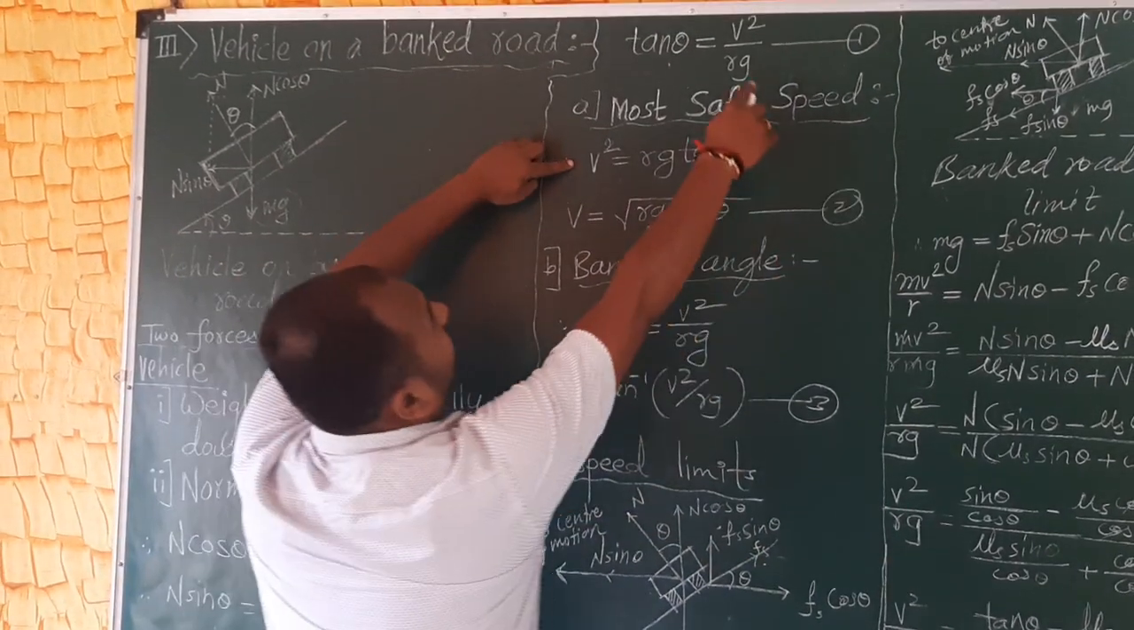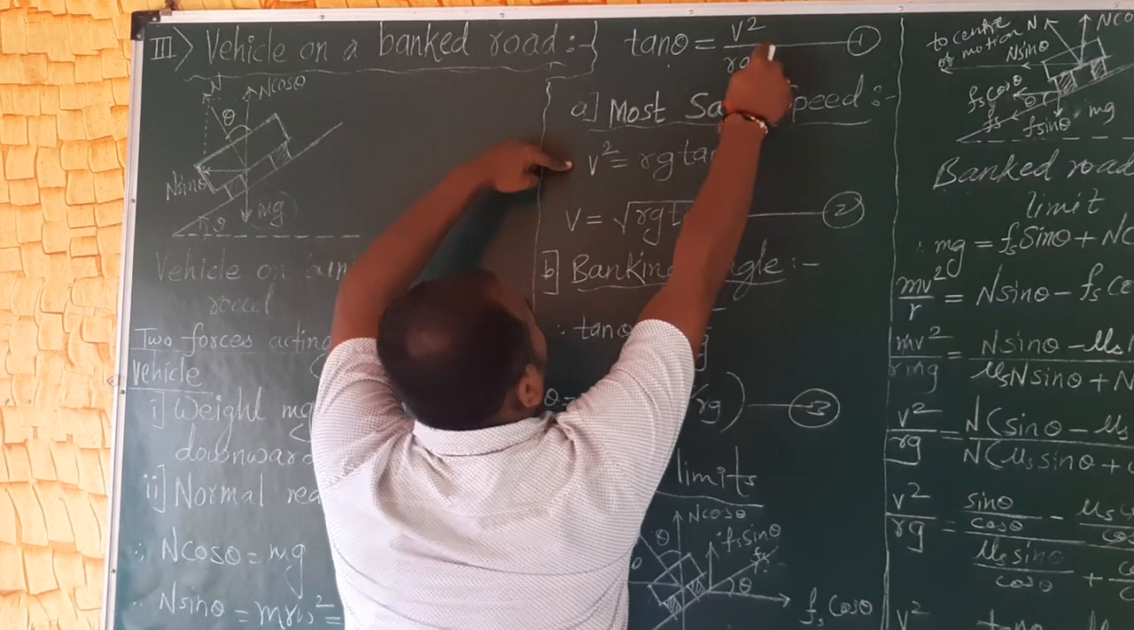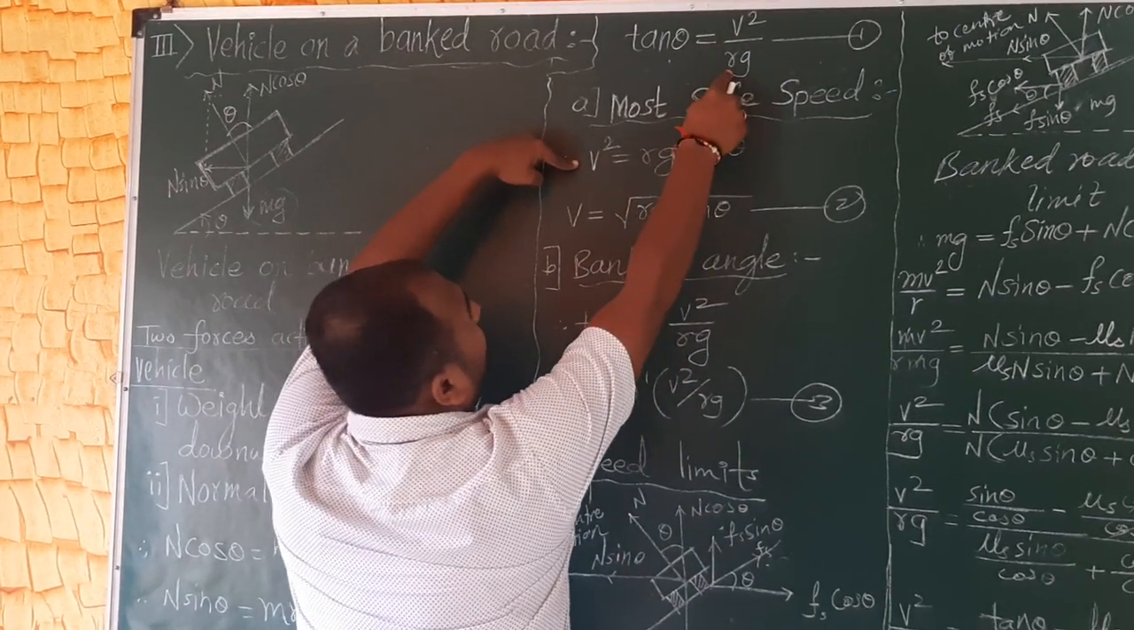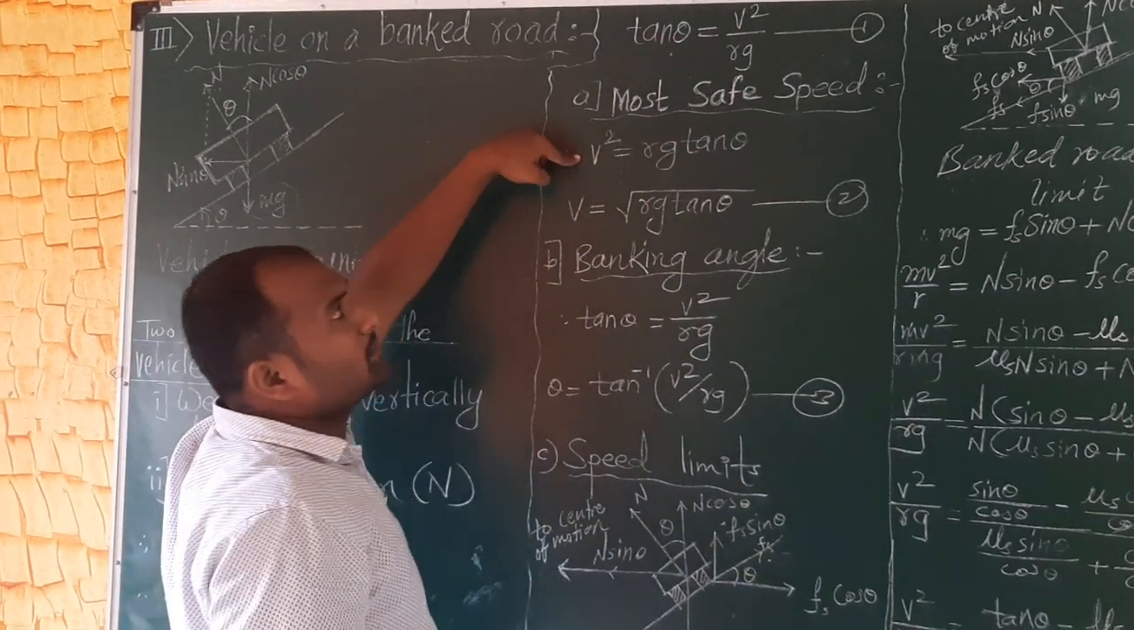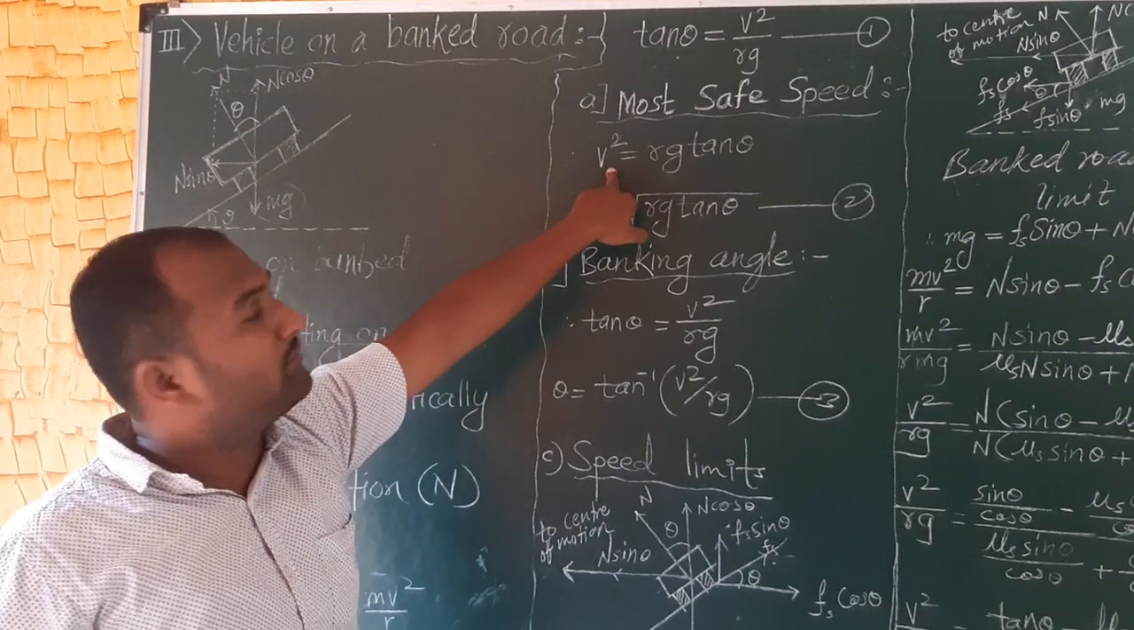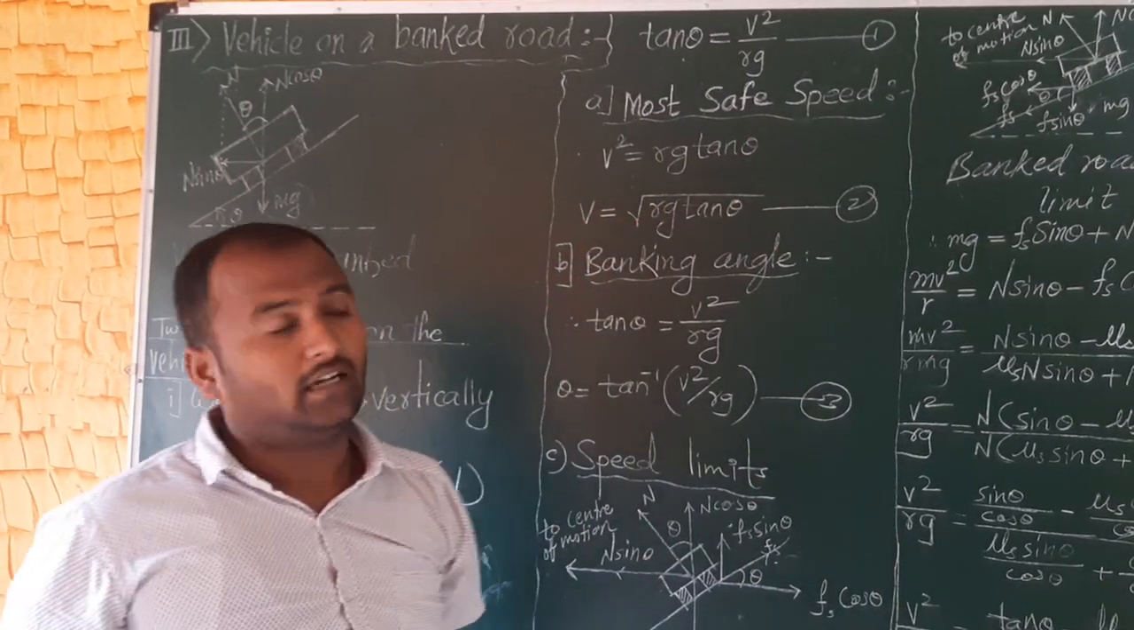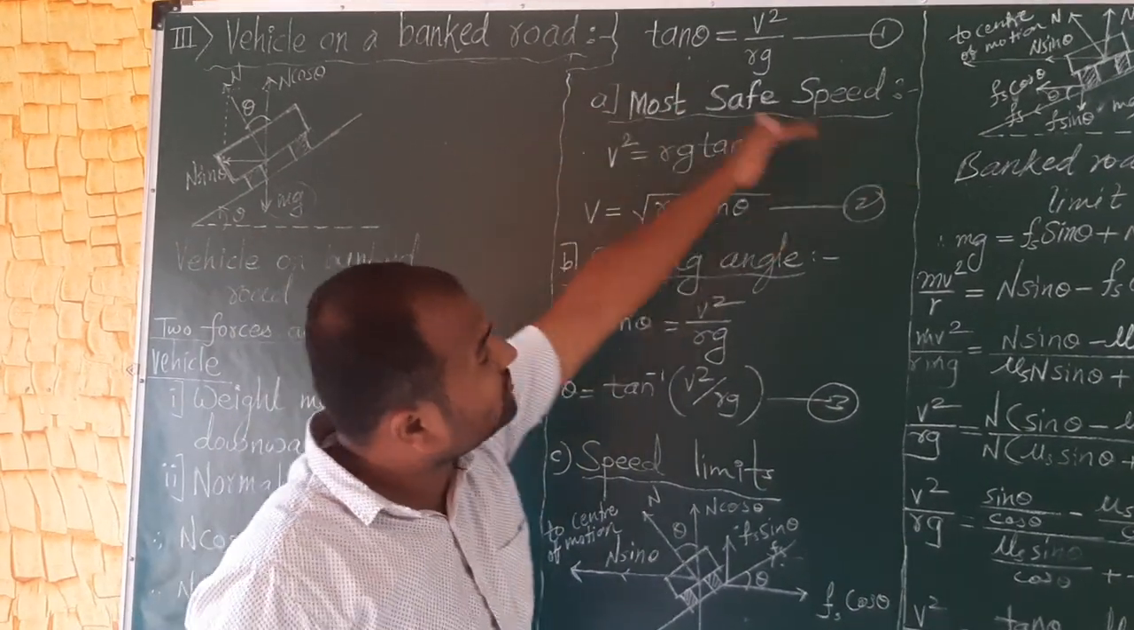So we can write tan theta is v square upon r g, with v square as it is. So r g goes to that side and is multiplied with tan theta. Therefore we can write v square is equal to r g tan theta. Here we have to find out the maximum safe speed.